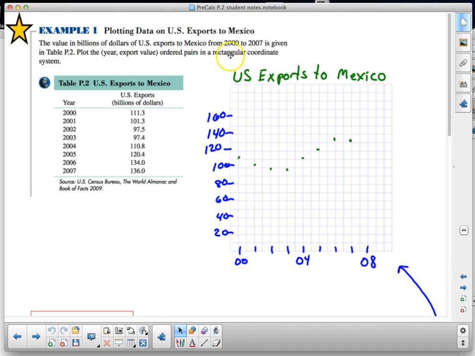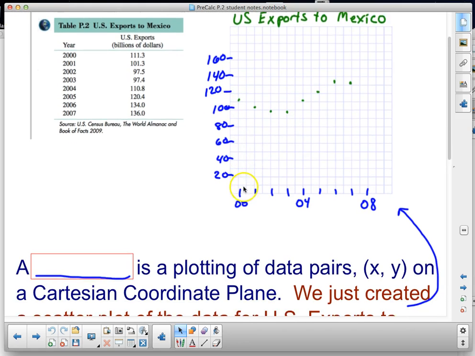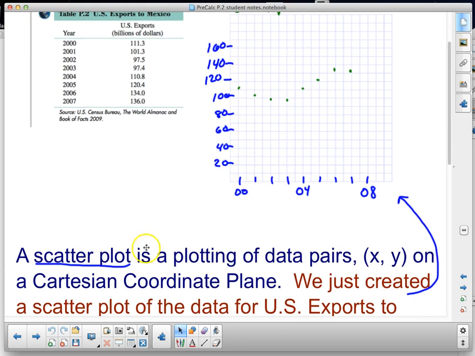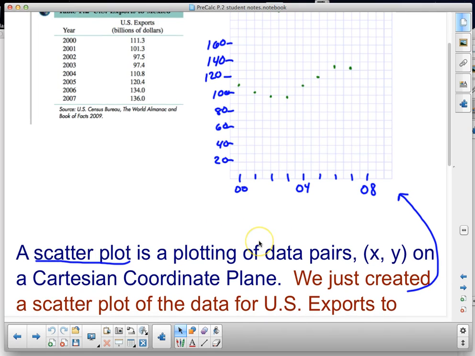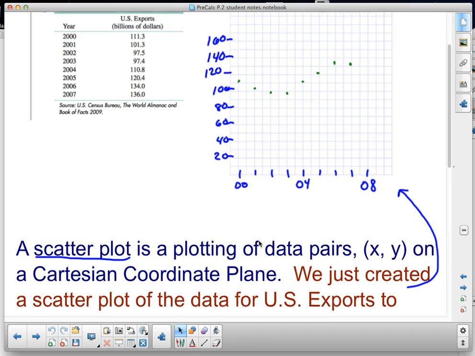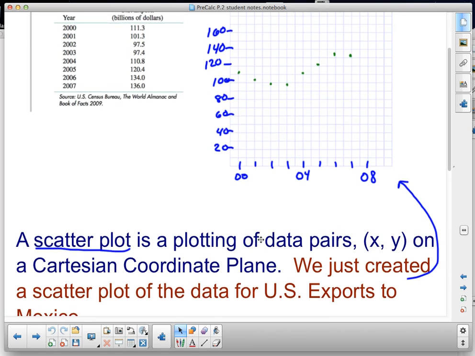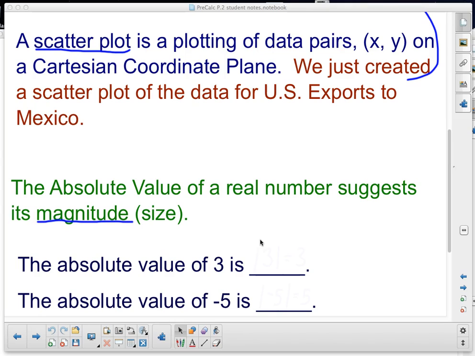Ordered pairs in our rectangular coordinate system. So we've got this going, and my data looks like this. Now, a scatter plot is a plotting of data pairs, x, y, on a Cartesian coordinate plane. We just created a scatter plot of the data for U.S. exports to Mexico.